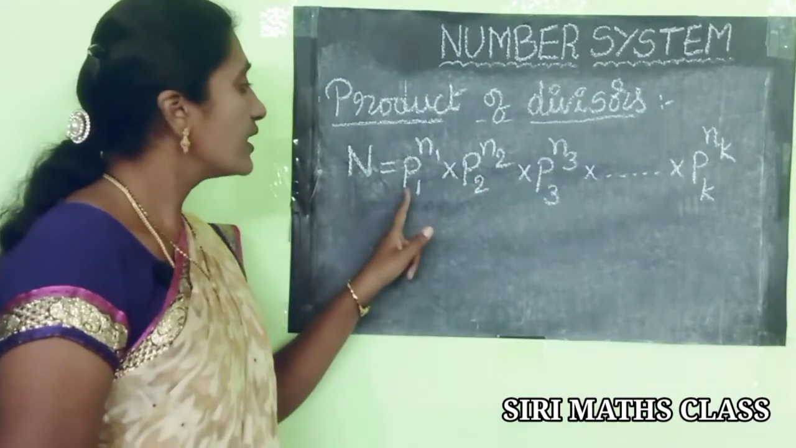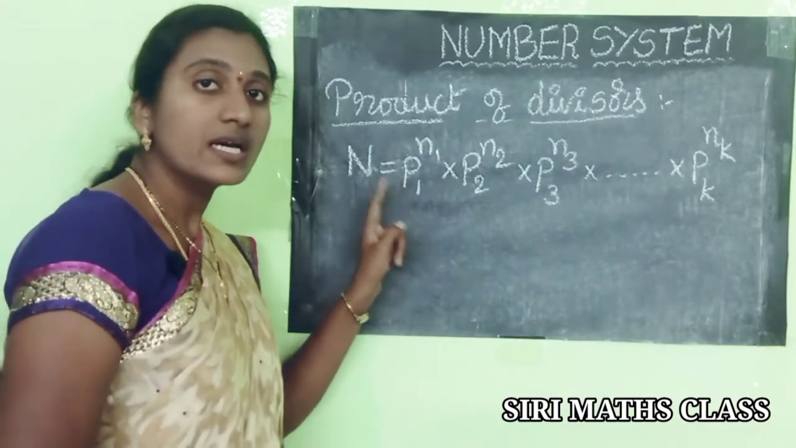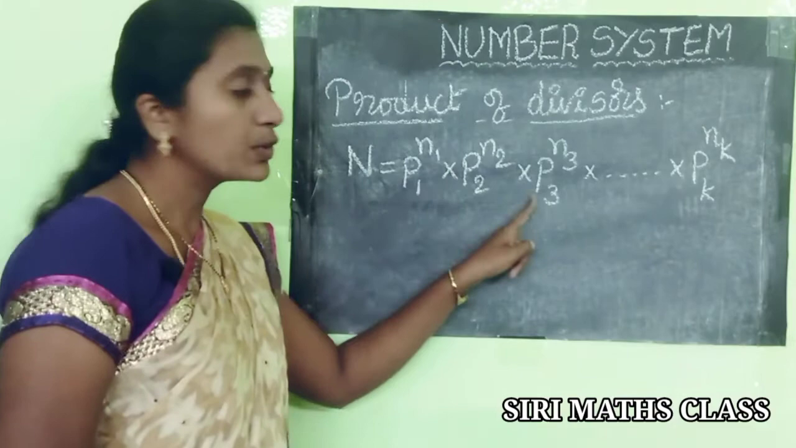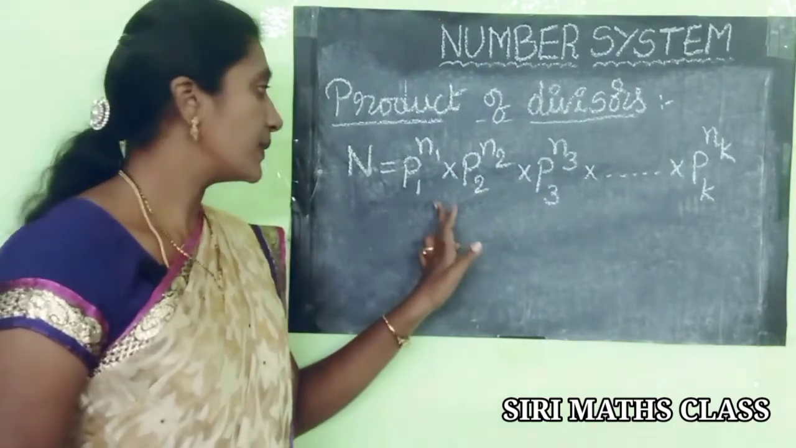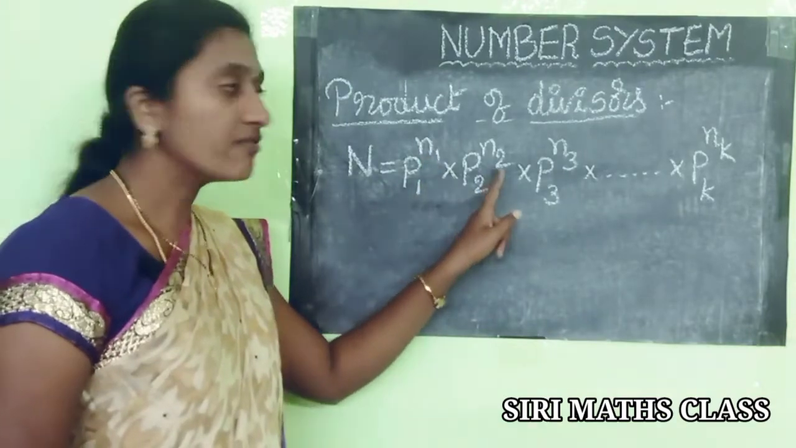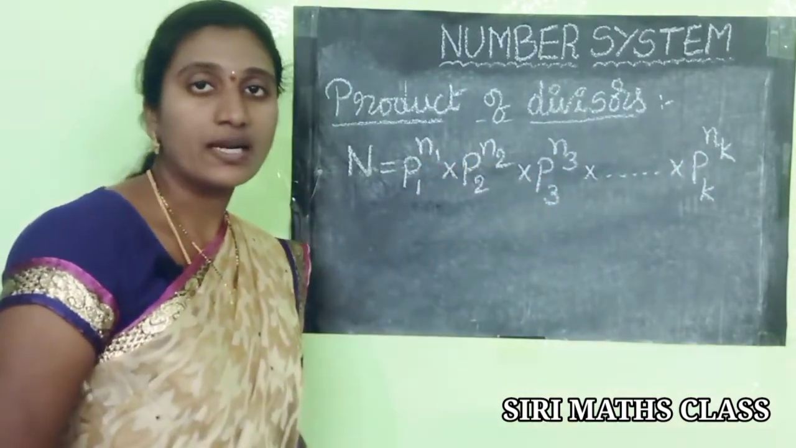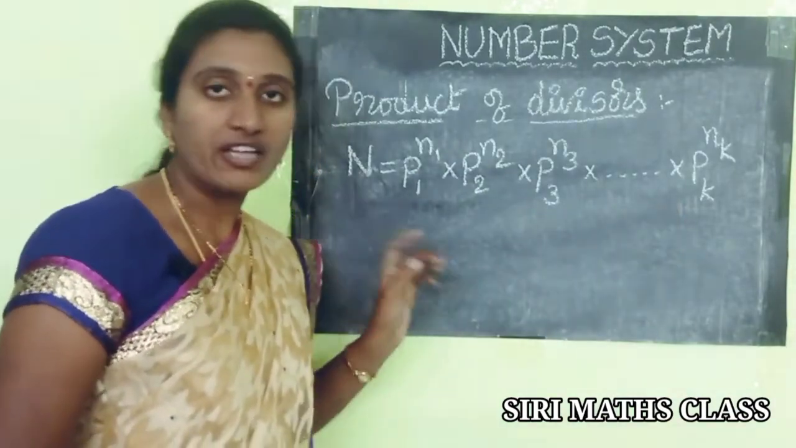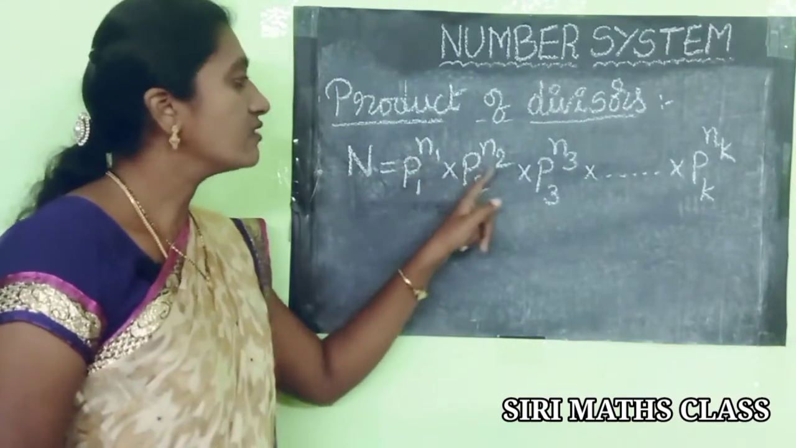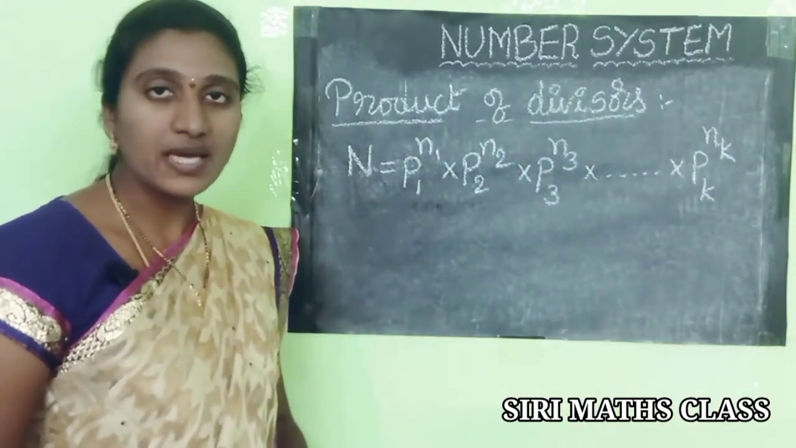Here two variables are there. What are these variables? P1, P2, P3 and Pk are different prime numbers, and N1, N2, N3 and so on Nk are natural numbers. Once again, P1, P2, P3 and so on Pk are different prime numbers, and N1, N2, N3 and Nk are natural numbers.